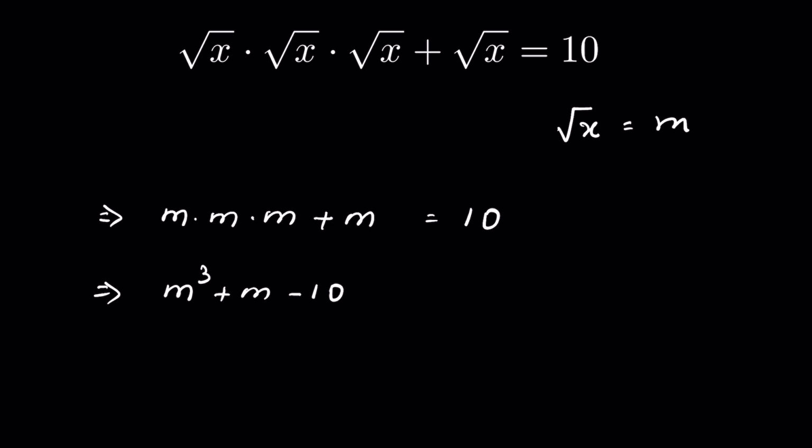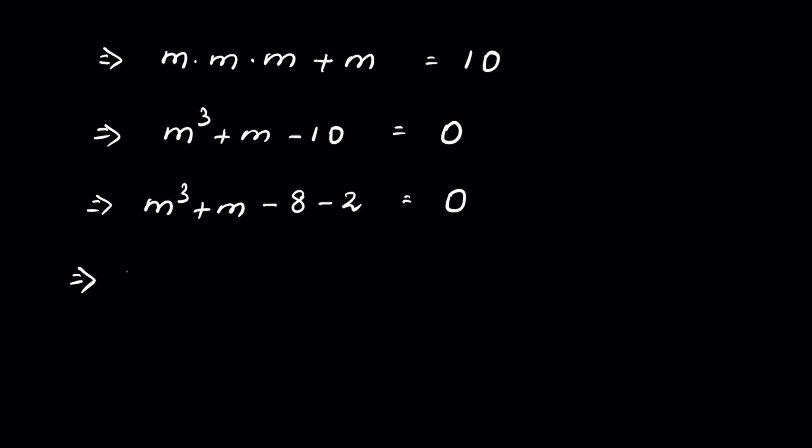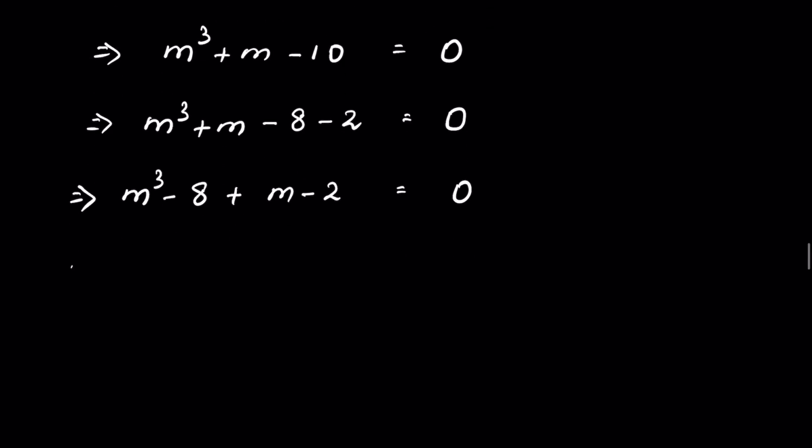minus 10 equal to 0. Or m cube plus m minus 10, we can write it as minus 8 minus 2 equal to 0. Now let's rearrange it. m cube minus 8 we can write together, then plus m minus 2 we can write together equal to 0, or m cube minus 8 we can write as 2 to the power 3 plus m minus 2 equal to 0.